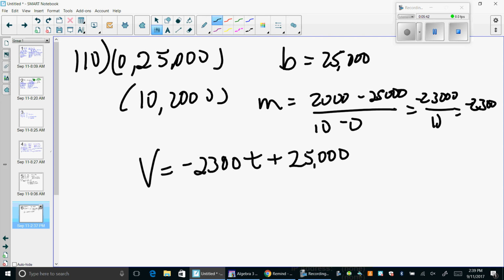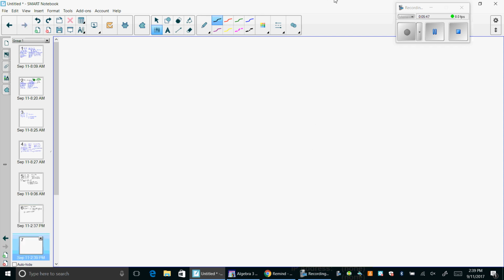All right, 115. Let me pause it for just a second. All right, so in number 115, we've got a garden that's 15 meters by 10 meters.